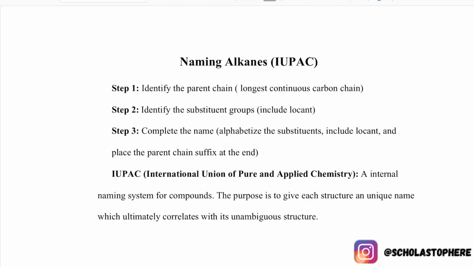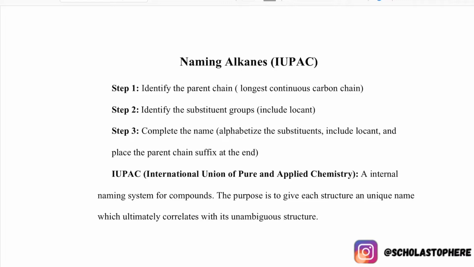In this lesson, we will be naming alkanes using the IUPAC naming system. Step 1 is to identify the parent chain, which is the longest continuous carbon chain. It's also referred to as the parent backbone. And since we're dealing with alkanes, the parent chain should consist of all single bonds between each carbon.